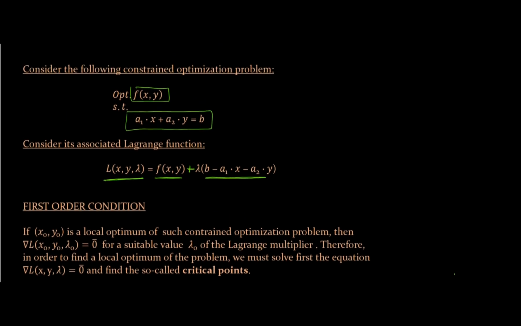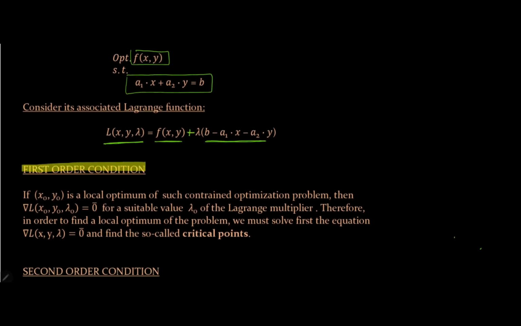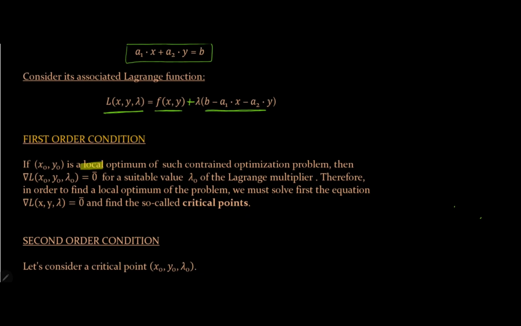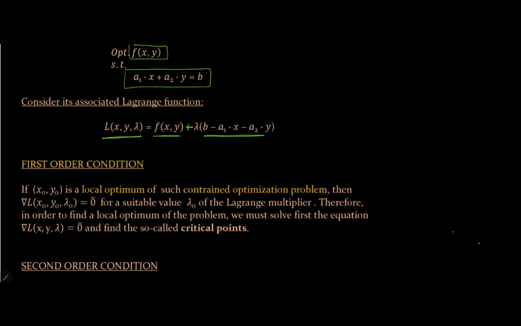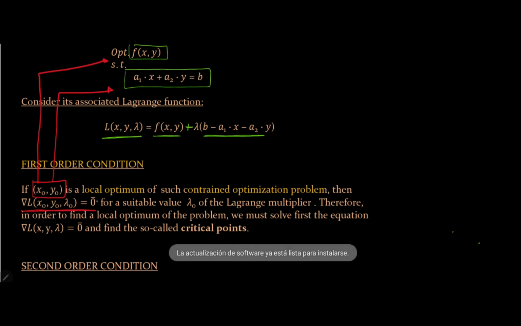So what's the first order condition? The first order condition states that if I have a local minimum of this constraint optimization problem, that is a point that both satisfies the constraint and optimizes the function, then the gradient of the Lagrange function, that means not the gradient of the function, but the gradient of the Lagrange function, is equal to the 0 vector for a suitable value lambda of the Lagrange multiplier.